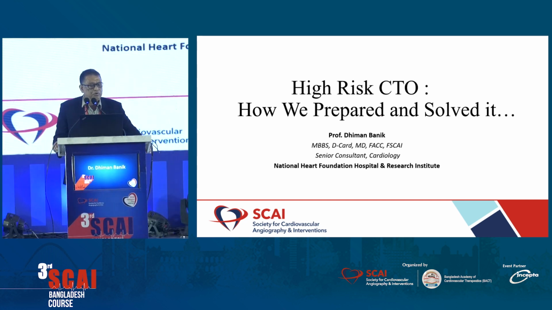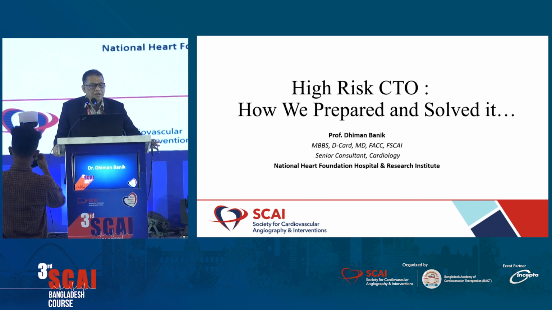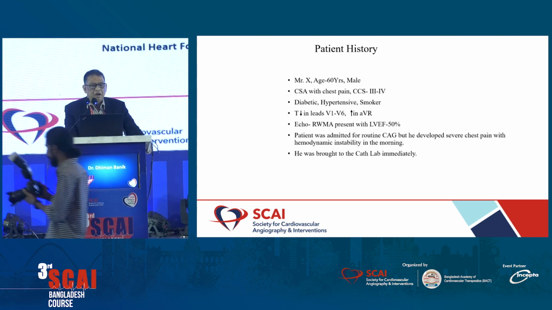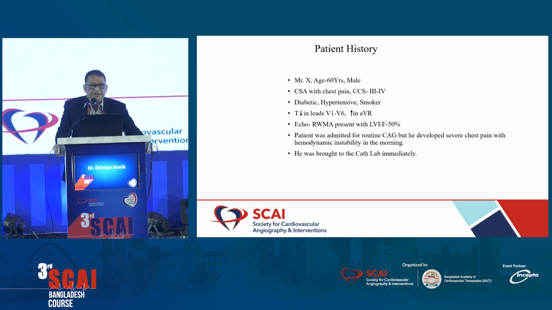I slightly apologize for changing the topic of my slide. I was given a CTO complication, but I want to present my case as a high-risk CTO. This is a gentleman of 60 years who is hypertensive, diabetic, and a smoker with chest pain, CCS class 3 and 4. ECG shows T inversion in the anterior leads with T upright and ST segment upright in the AVR. His echo reveals wall motion abnormality with ejection fraction 50%.